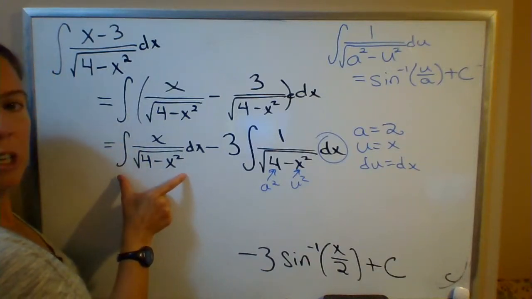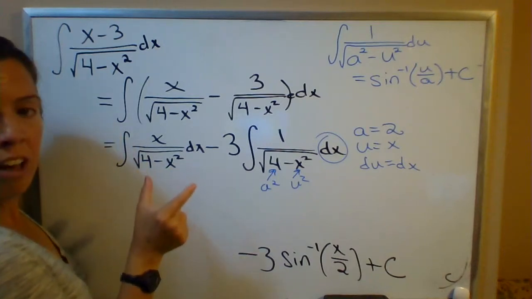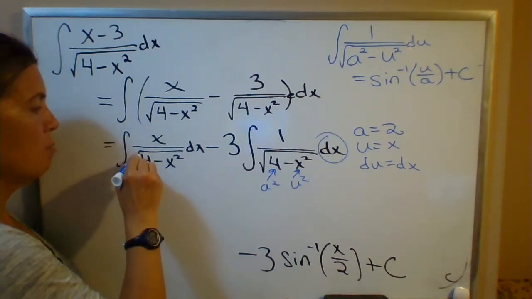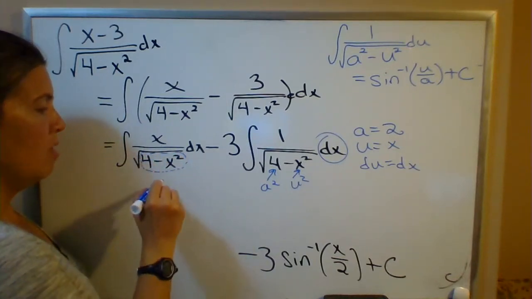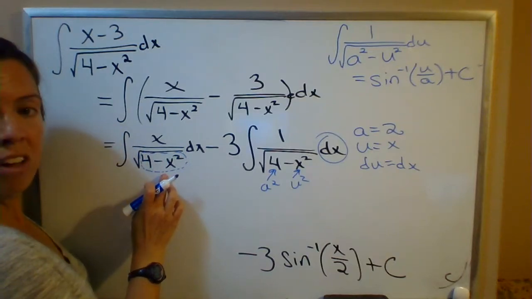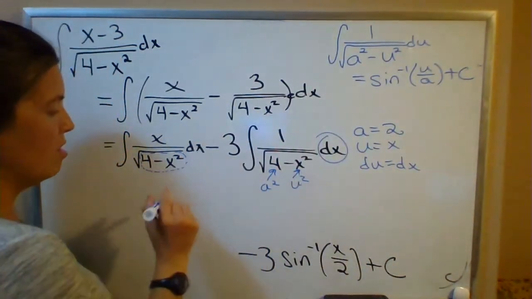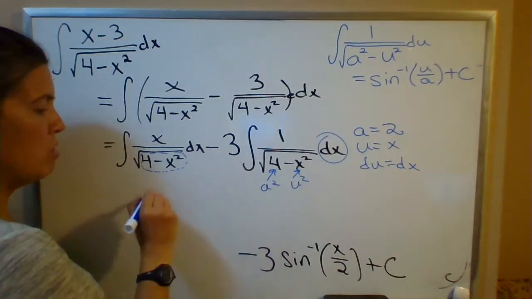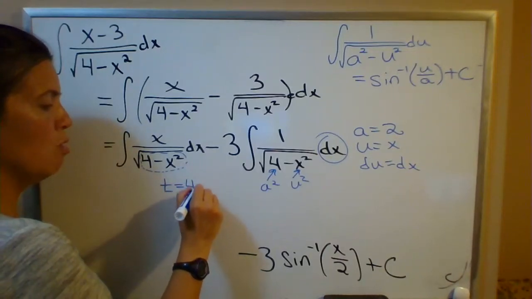So in order to evaluate this first piece of the problem, we need to use a substitution. Remember, we typically substitute for the inner function. So in this case, it's the 4 minus x squared. Since I'm using u in a different way in this problem, I'm going to use a different letter. I know we usually use u for the substitutions. I'll use t. So let's say we're going to let t equal 4 minus x squared.